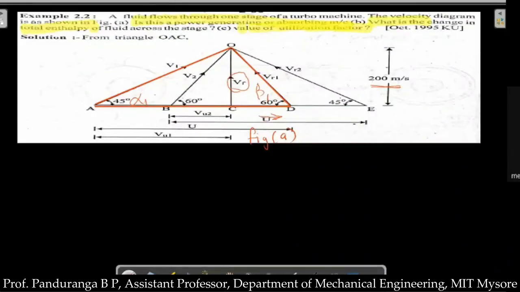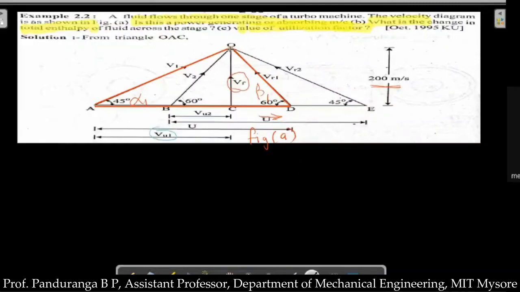And now I'll highlight the outlet velocity, and then we have Vf here. So this V1 is resolved into horizontal component, that is Vu1 here, and vertical component Vf. So Vf is same for both inlet and outlet velocity triangle. Now I'll highlight the outlet velocity triangle.